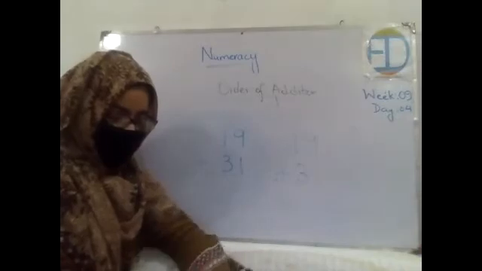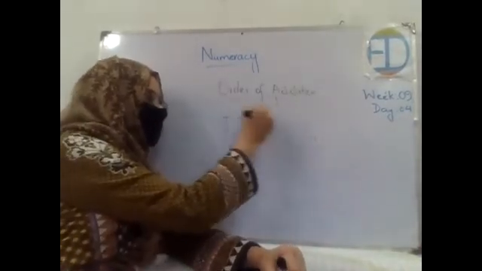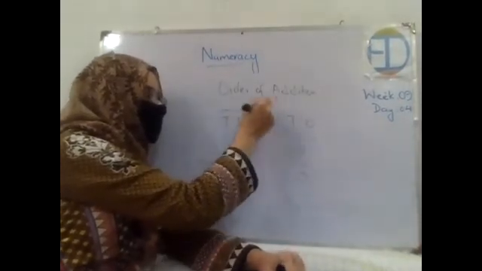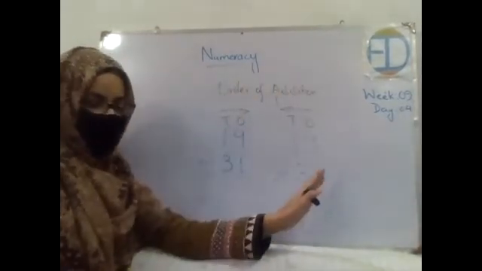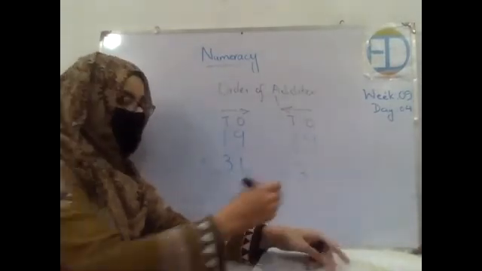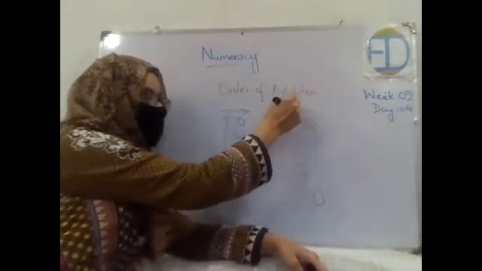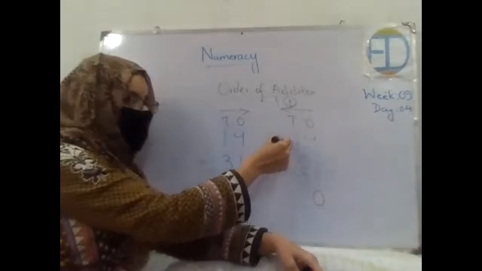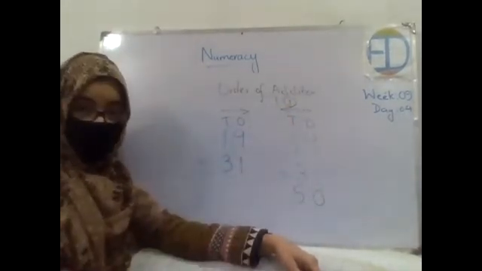Now the question is 19 plus 31. First, let's write their values. Now in this I'll be following this order, and in this I'll be following this order. So let's solve this first. If I start from ones column, 9 plus 1 equals 10. So I'll be writing 0 over here, and I'll take the remainder on the top of tens column. So 3 plus 1, 4, plus 1, 5. The answer is 50, right?